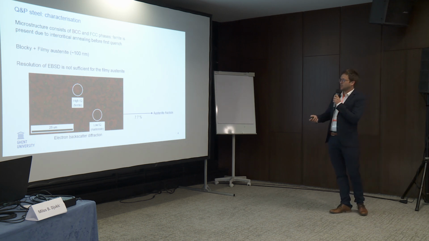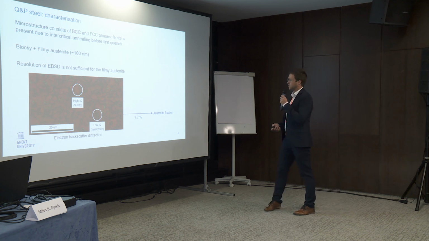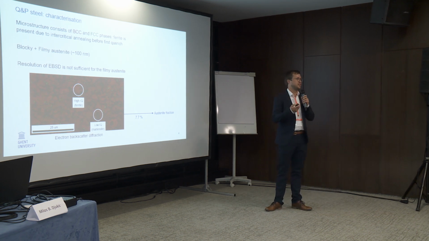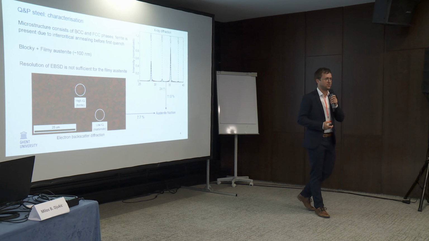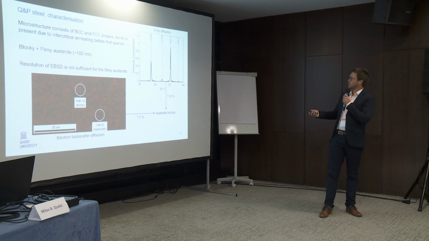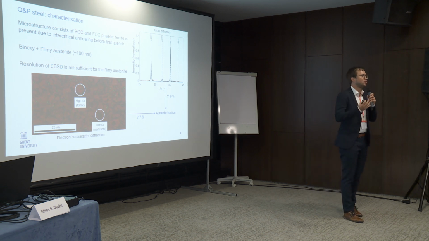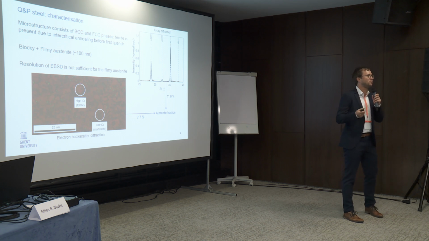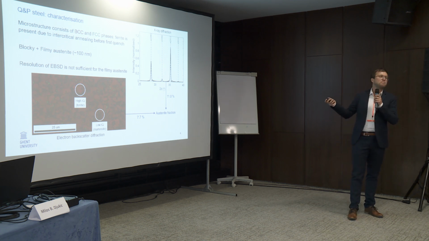So basically, based on EBSD, we have 7.7% of austenite. But if you do XRD, then you can see that we have a higher fraction of retained austenite. The difference between both is the contribution of the filmy austenite, because it cannot be captured by EBSD, but it can be captured by XRD. So basically, by this division, you know how much filmy austenite you have present.